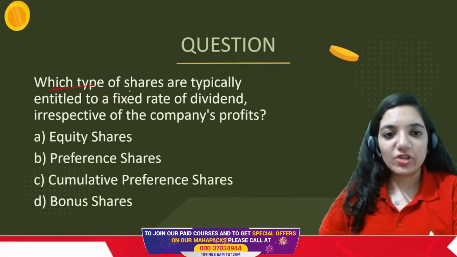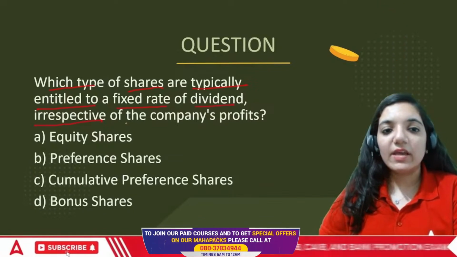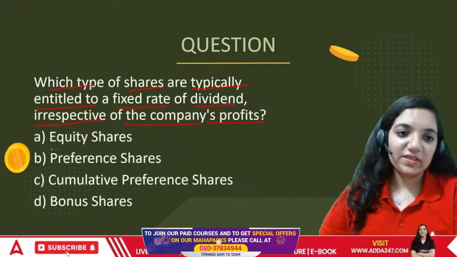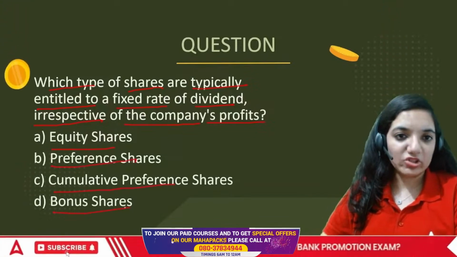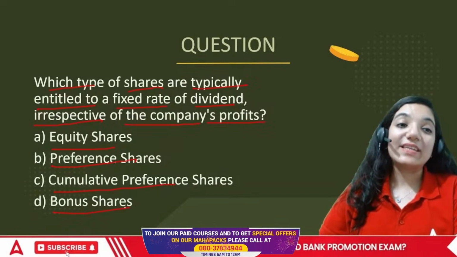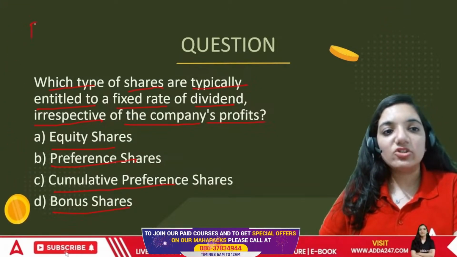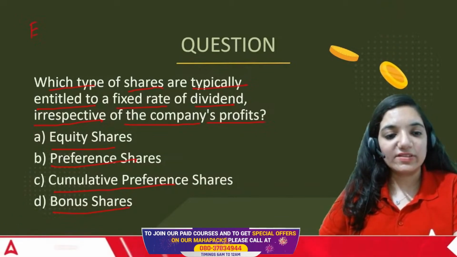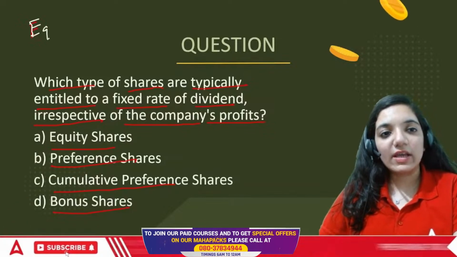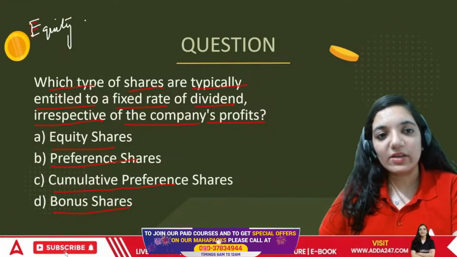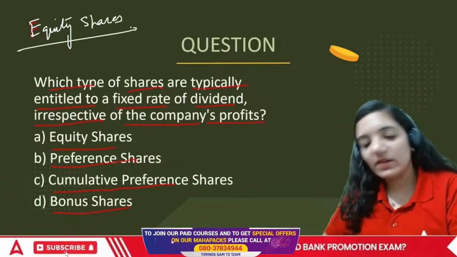Which type of shares are typically entitled to a fixed rate of dividend, irrespective of the company's profits? Equity shares, preference shares, cumulative preference shares, or bonus shares. See, equity shares are the residual shareholders. They get whatever is left over in the organization. They do not get any other sort of money at all. So equity shareholders are those shareholders who have got the money there, right?